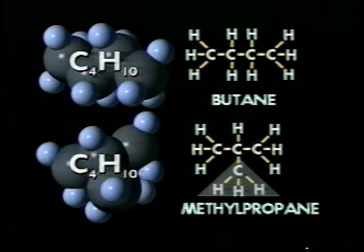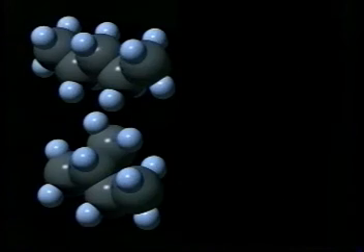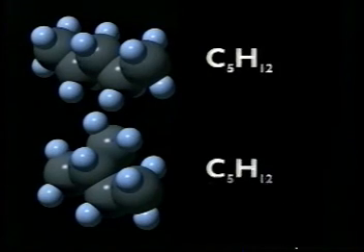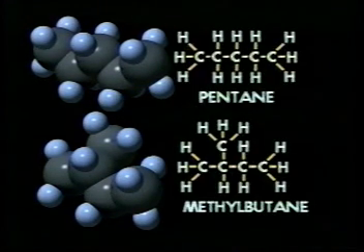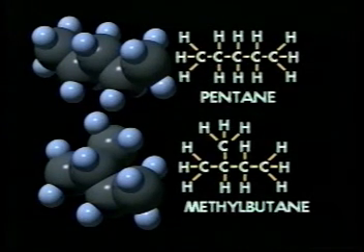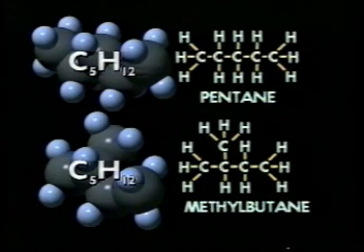The name methyl comes from the fact that the side chain is actually methane, CH4, with hydrogen removed. 2 or more compounds with the same molecular formula and different structures are called isomers. Another good example of isomers are pentane and methylbutane. We'll look at more complicated branching later.